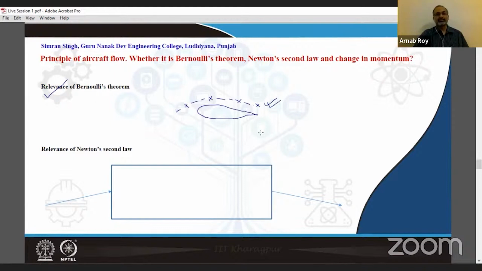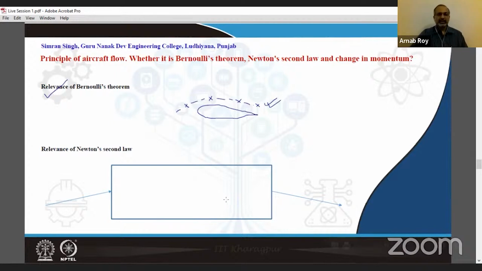But if you are interested in finding out forces and moments which are acting on the aircraft as it flies, then that's not the proper equation, because you have to look for Newton's second law in that case, so that you can find out the change in momentum that you are producing, which becomes responsible for the force and moment generation.